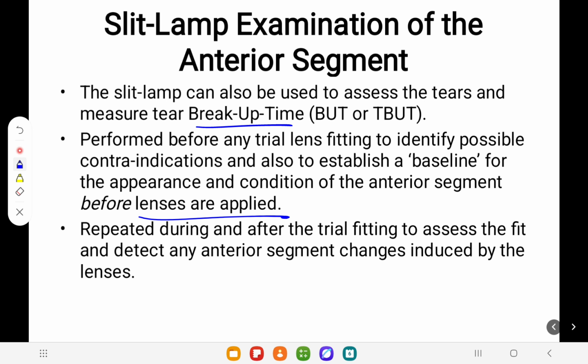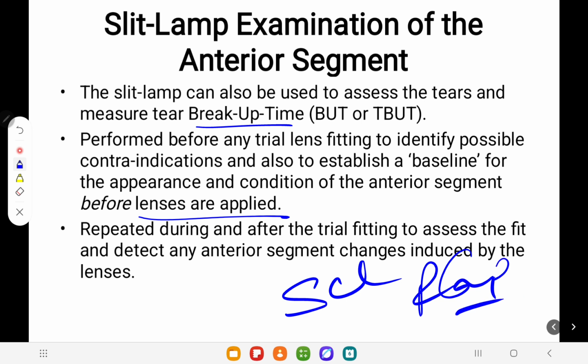Yes, it's very important. Repeat during and after the trial fitting assessment and fit, and detect if there are any anterior segment anomalies. Yes, it's not about just the very first time, like the preliminary examination. We will definitely use the slit lamp during the fitting. Definitely, the slit lamp is a very important instrument for us while fitting contact lenses, no matter whether scleral lens, soft contact lens, RGP contact lens, corneal contact lens or whatever. The slit lamp is always a very important instrument during contact lens fitting. Yes.